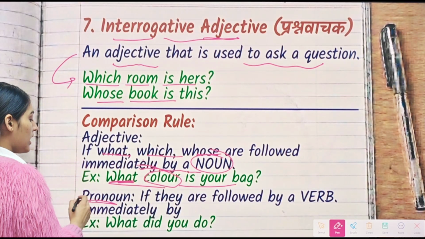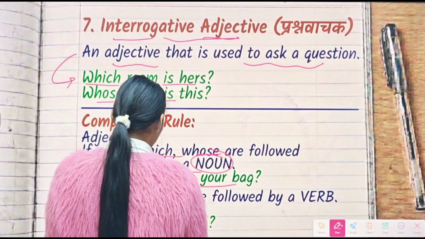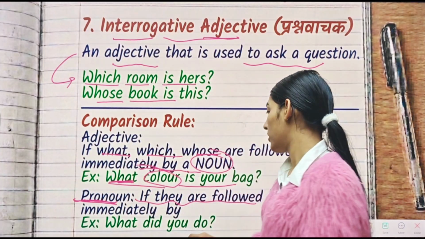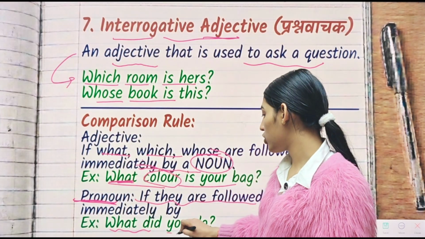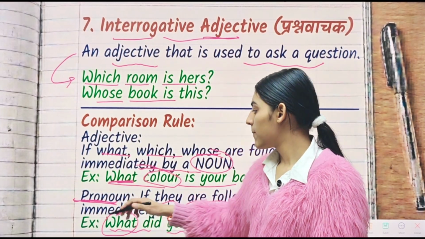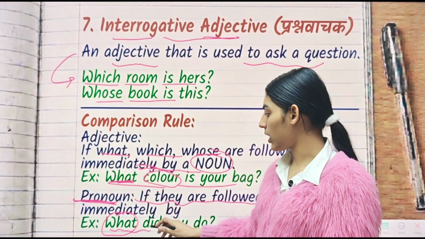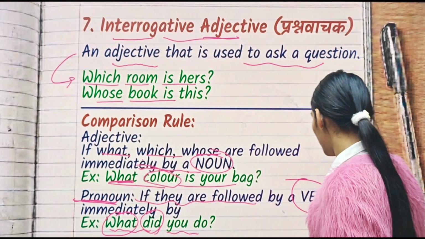Similarly, in pronouns, they are immediately followed by a verb. For example, what did you do? So here what is an interrogative pronoun, and immediately it is followed by a verb here.